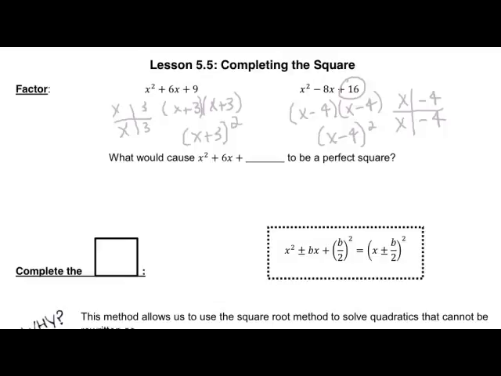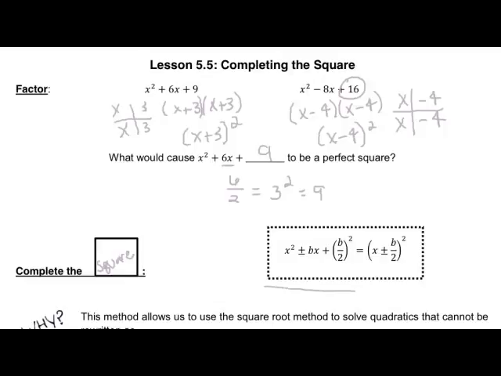So what would cause x squared plus 6x plus blank to be a perfect square? In order to find what this blank is going to be, we're going to take the coefficient of our second term, or 6. We're going to divide it by 2, and that gives us 3. If we square 3, we get 9. And so that's what we need to write to have a perfect square. And we're going to use that same process when we complete the square.